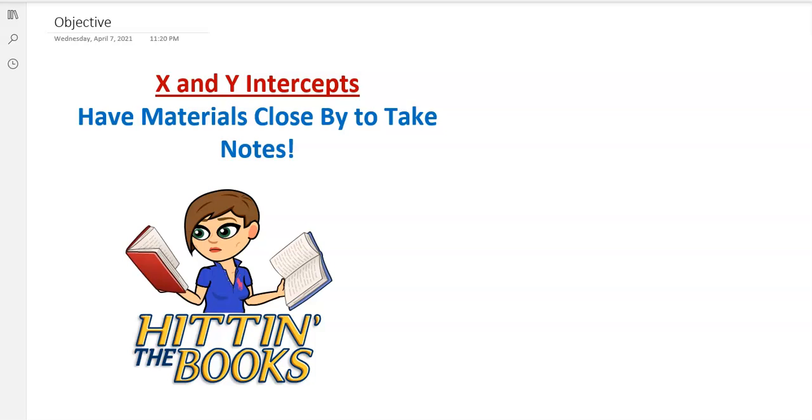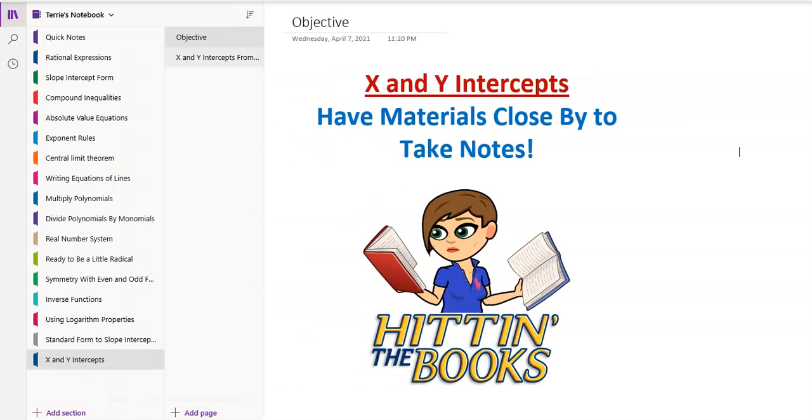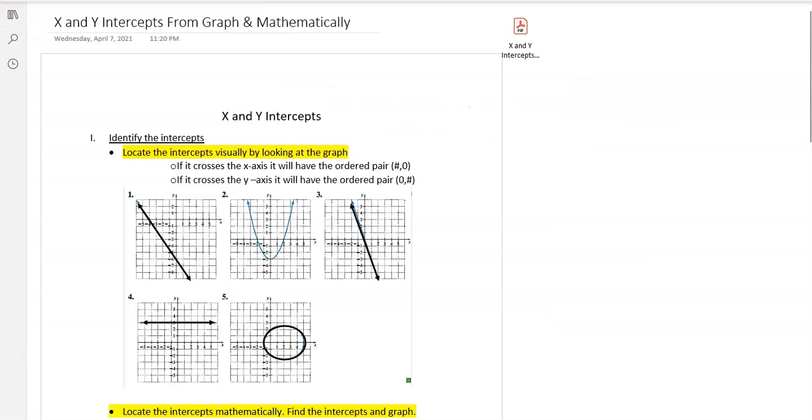Today we're going to learn about x and y intercepts. Yes, these are the x and y intercepts that are on your coordinate plane, on your x and y axis. Okay, first let's begin with locating intercepts visually by looking at the graph.